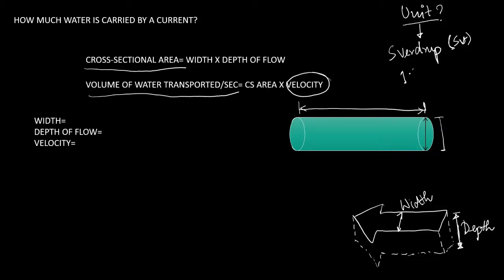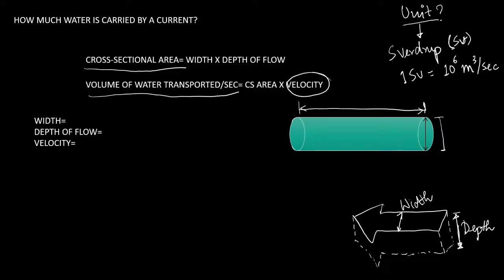So 1 SV is equal to 10 to the power 6 meter cube per second. So you can imagine how huge this value would be. If we say that an ocean current is carrying 1 SV of water, it means it is carrying 1 million cubic meter of water per second, or 10 lakh meter cube of water per second. So you can understand the capacity of these currents to flow and carry the water. Let us try to calculate one.